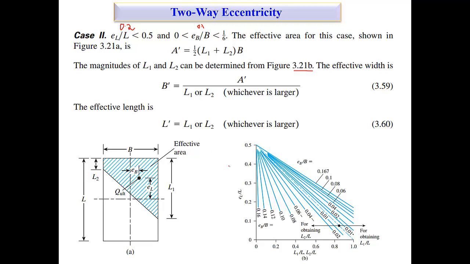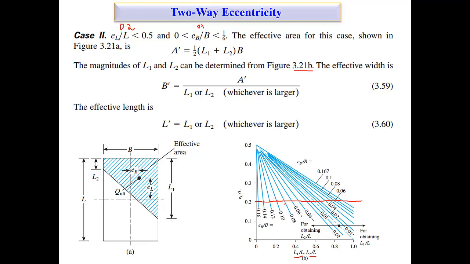So now we need to calculate the L1 by L, L2 by L, these two values. So now first select the EL by L. What is the value of EL by L? 0.2, right? Is it clear? Okay. Suppose, as per, I can draw with my mouse, maybe this is one of my best straight lines. Okay. And then EB by B, we need to select 0.1. So this is the 0.1, right?